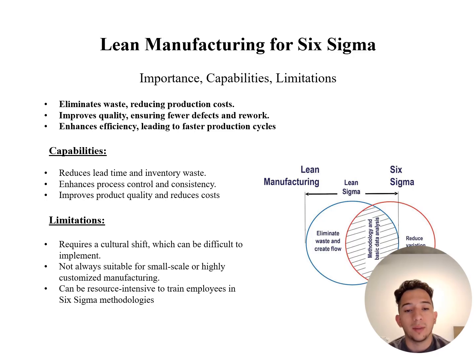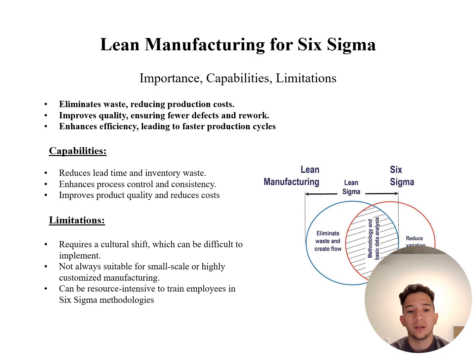So the importance is it eliminates waste. Obviously, that saves costs. It improves quality, which is better for the customer, less broken parts, and also enhances efficiency, leading to faster production cycles. Some capabilities include reducing the lead time, enhancing process control and consistency, and then obviously product quality and reduced cost.